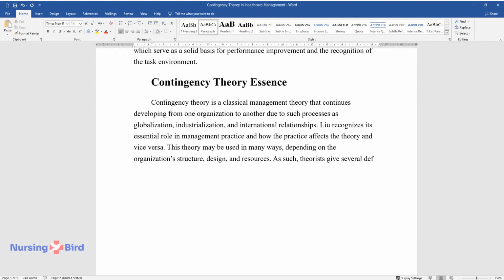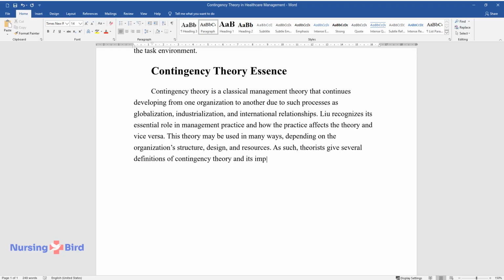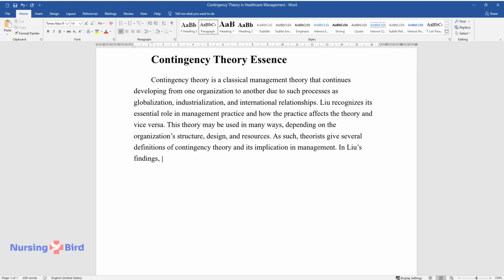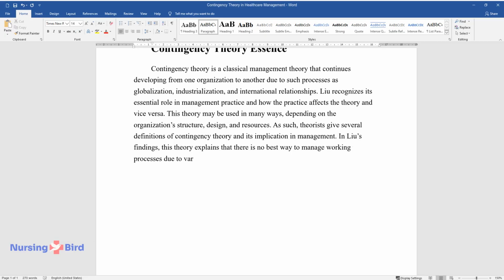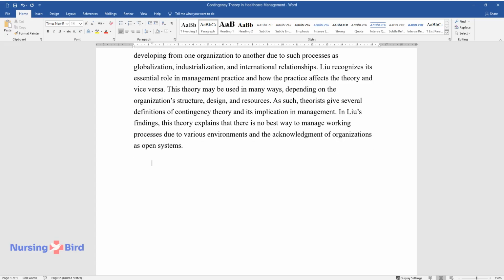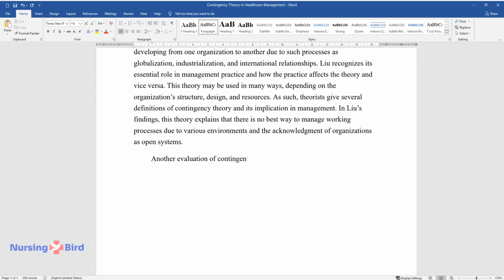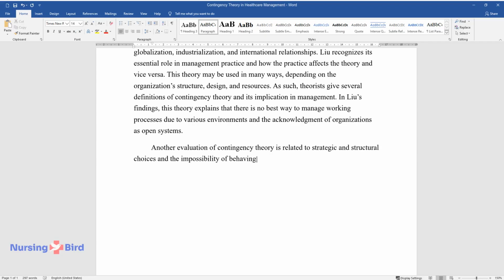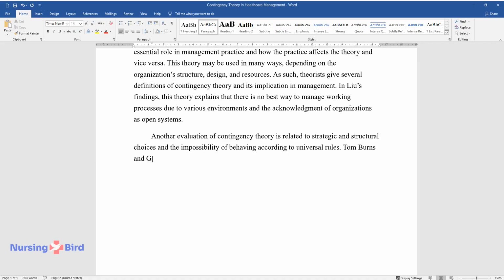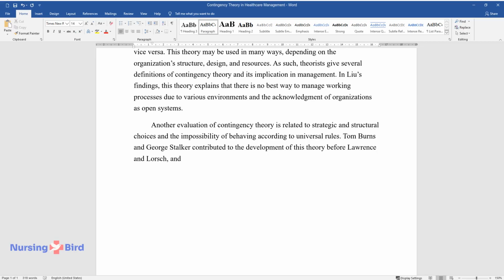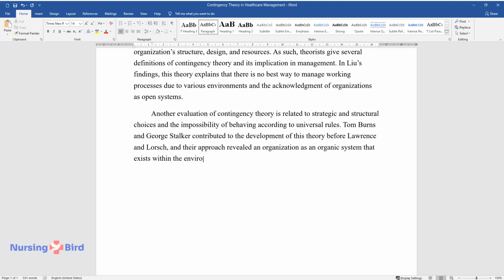As such, theorists give several definitions of contingency theory and its implication in management. In Liu's findings, this theory explains that there is no best way to manage working processes due to various environments and the acknowledgement of organizations as open systems. Another evaluation of contingency theory is related to strategic and structural choices and the impossibility of behaving according to universal rules. Tom Burns and George Stalker contributed to the development of this theory before Lawrence and Lorsch, and their approach revealed an organization as an organic system that exists within the environment.